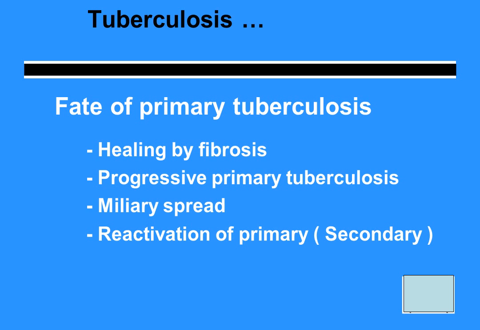So what happens to primary tuberculosis? It heals by fibrosis very commonly. It can progress, and the progressive form of primary tuberculosis behaves like any other bacterial pneumonia. It can spread through the hematogenous route into other organs. We call it miliary spread, and it can remain silent for years, and there could be reactivation of this primary tuberculosis focus after many years.